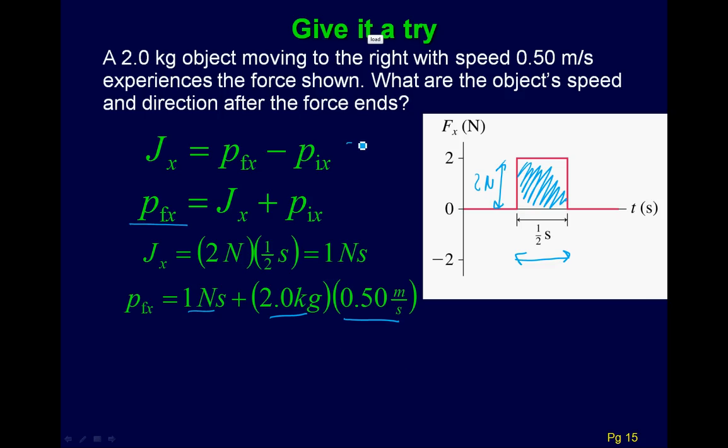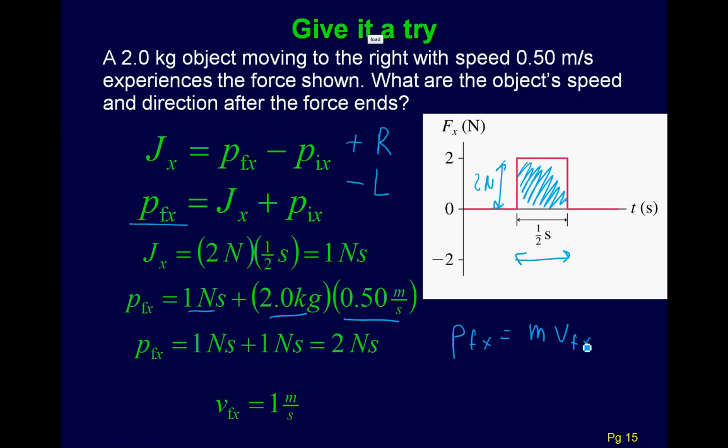Here I'm going to call this positive, so that positive velocity means to the right, which implies that negative velocity would be to the left. So we can be careful about what we get when we get our final answer. When I add that up, I get 2 newton-seconds, and then just realize that the momentum final in the x direction is just the mass times the velocity final in the x direction. So if I set that up, I get that the velocity is 1 meter per second, which is positive, which means it's going to the right.